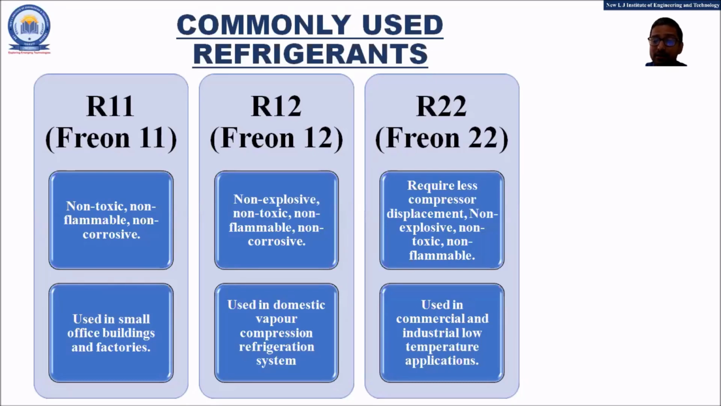R22, that is Freon 22, requires less compressor displacement. It is non-explosive, non-toxic as well as non-flammable. R22 is commonly used in commercial and industrial low pressure applications. The other names of R11, R22, R12, the chemical names, are given in your textbook, so you can better understand.